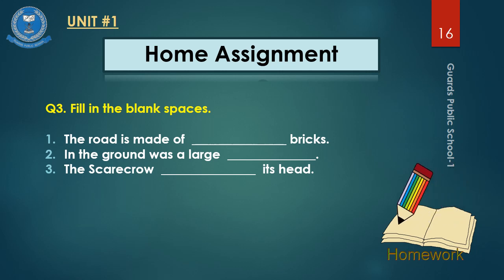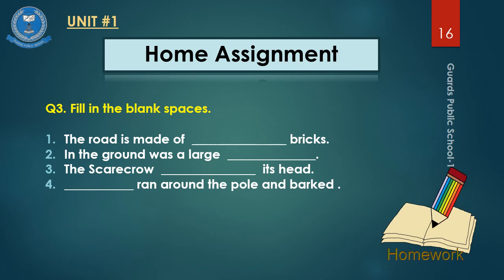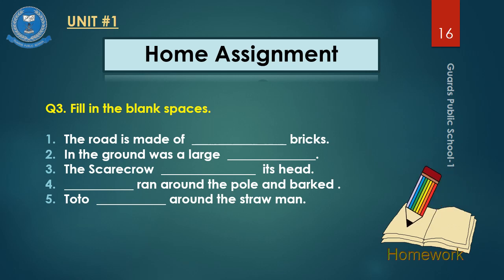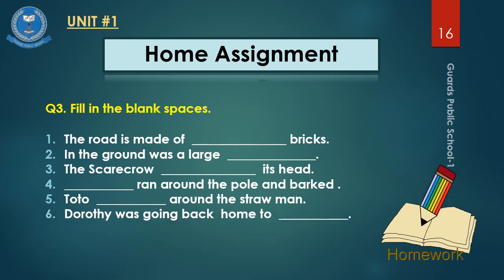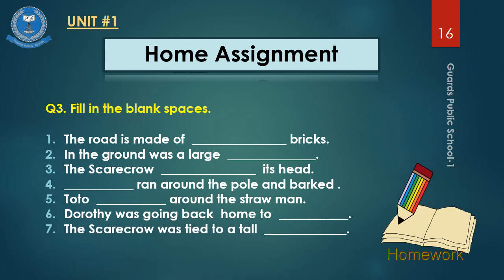Yes. Number 4, Dash ran around the pole and barked. कौन पोल के पास भौंकता हुआ गया था? Yes, number 5. Toto dashed around the strawman. टोटो ने क्या किया था स्ट्रोमैन के पास जाकर? Number 6. Dorothy was going back home to. कहाँ जा रही थी डॉरथी? अपने घर? Yes. Number 7. The scarecrow was tied to a tall. Yes, you know the answers. I know. Scarecrow को कौन सी लंबी जगह पर बांधा गया था?